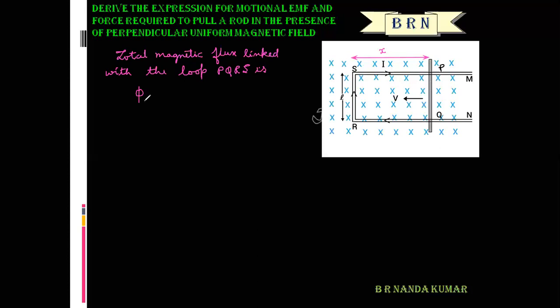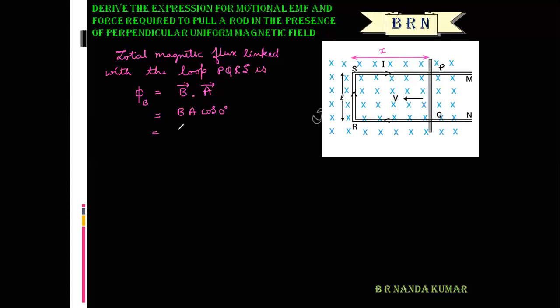Magnetic flux is the dot product of the magnetic field vector and the area vector, given by the product of the magnitudes of the two vectors and the cosine of the angle between them: B A cos theta. Here the B vector is normally inwards and the A vector is also normally inwards, so B is parallel to A. The angle between them is 0 degrees.